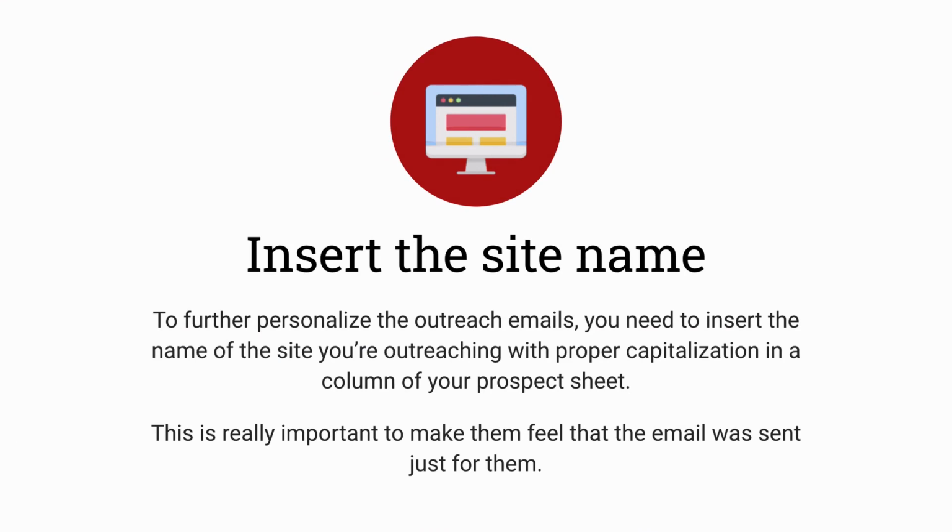The next one, you need to insert the site name. In order to further personalize the outreach emails, you need to insert the name of the site that you're outreaching with proper capitalization in a column of your prospect sheet. This is really important, guys, because you need to make the prospect feel that the email was sent just for them.